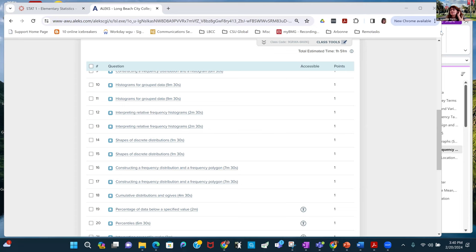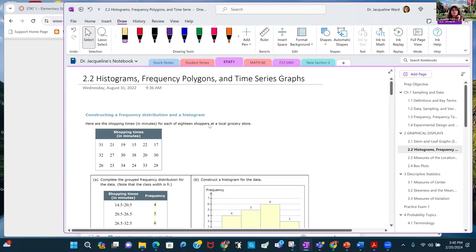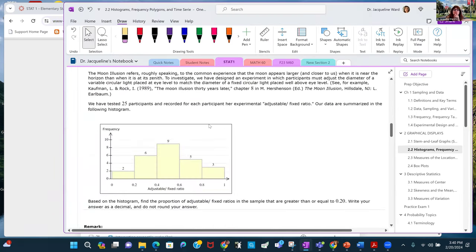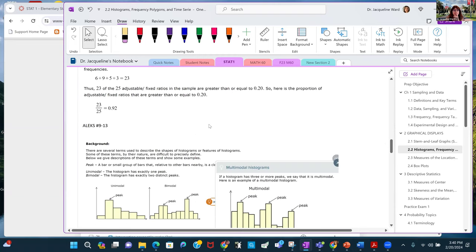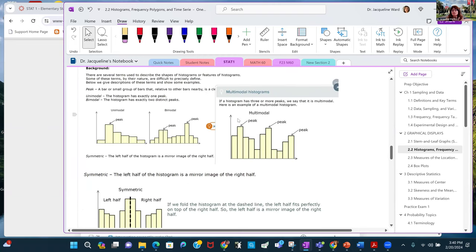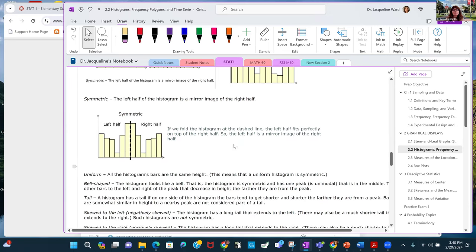All right, shapes of discrete distributions. So I actually took this. I believe all from Alex anyway.